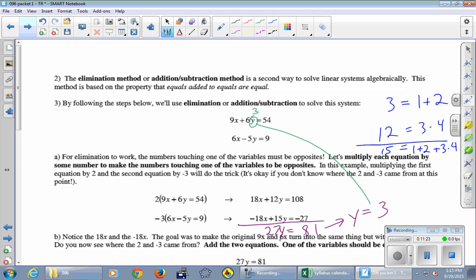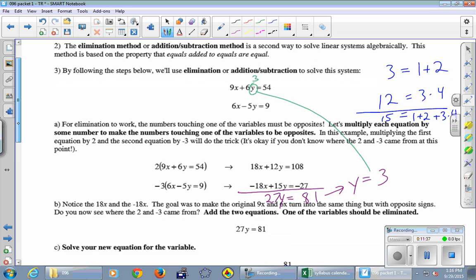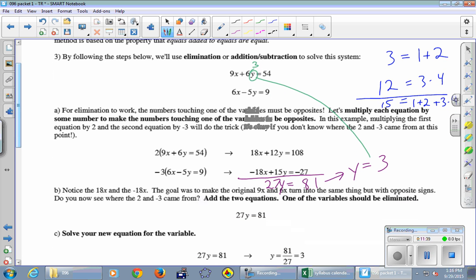So what's the last mystery we need to uncover here? Yeah, so x is going to be solved at the bottom, but what's the mysterious thing that we haven't discussed? Yeah, the 2 and the negative 3. But you can see what we were going for. We were going for getting rid of one of the letters, x in this case. So we made it so that the 9x and the 6x both turned into the same number, but one was negative, right?